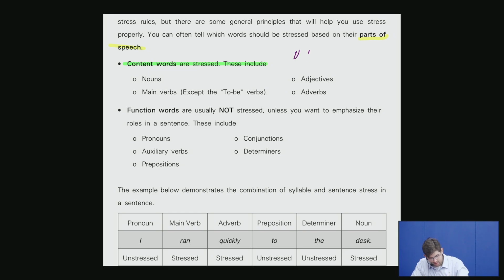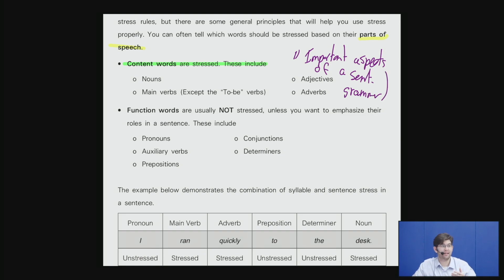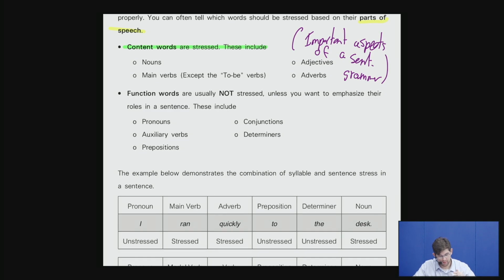Another way to say this, these are important aspects of a sentence or grammar. When we think of an idea, think of a sentence, these are all key parts that we need to have a clear idea communicated. So it would be natural sense that these are the words that are going to be stressed in a sentence or in an idea. So this would be our nouns, our main verbs, our adjectives, and our adverbs. The different things that are describing ideas and how this idea is being built.